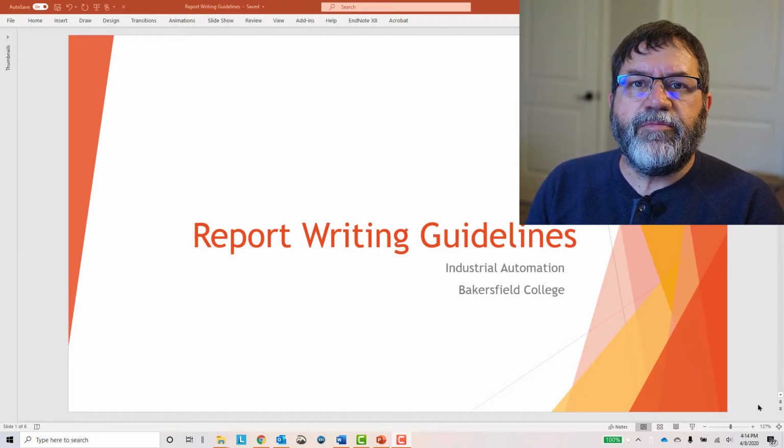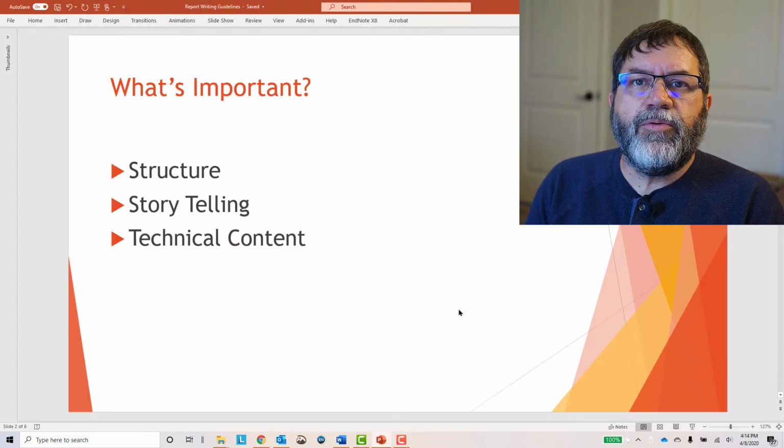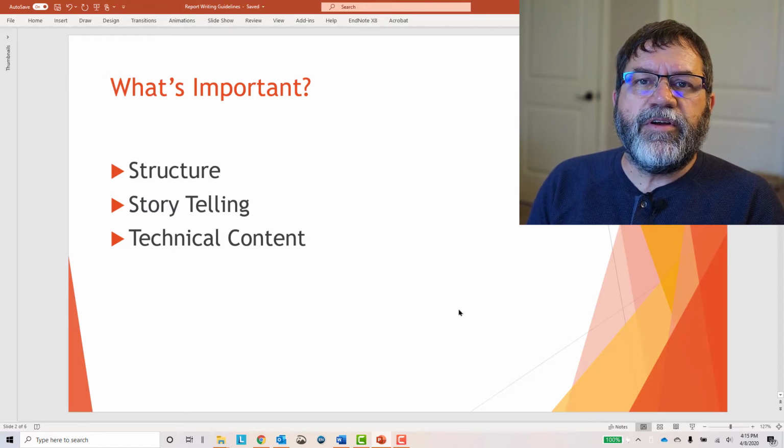So here are some report writing guidelines. What's important in a report? It's structure, storytelling capability, and then finally, technical content. Most people try to focus just on the technical content, but the problem is if you don't have good structure and you don't tell a good story, then there's no point in telling the technical content because no one will pay attention to your report. So let's take a look at these.